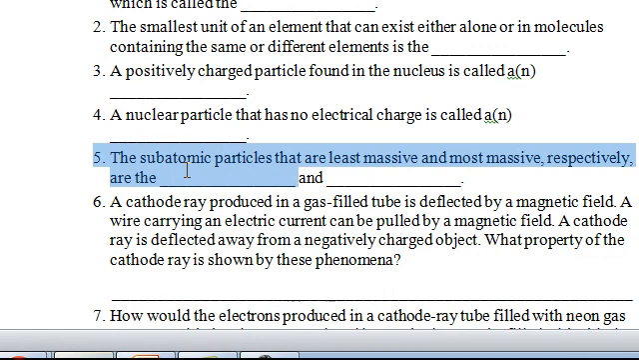Number 5: the subatomic particles that have the least mass and the most mass, respectively. The least mass is, of course, the electron, and the most massive is the neutron.